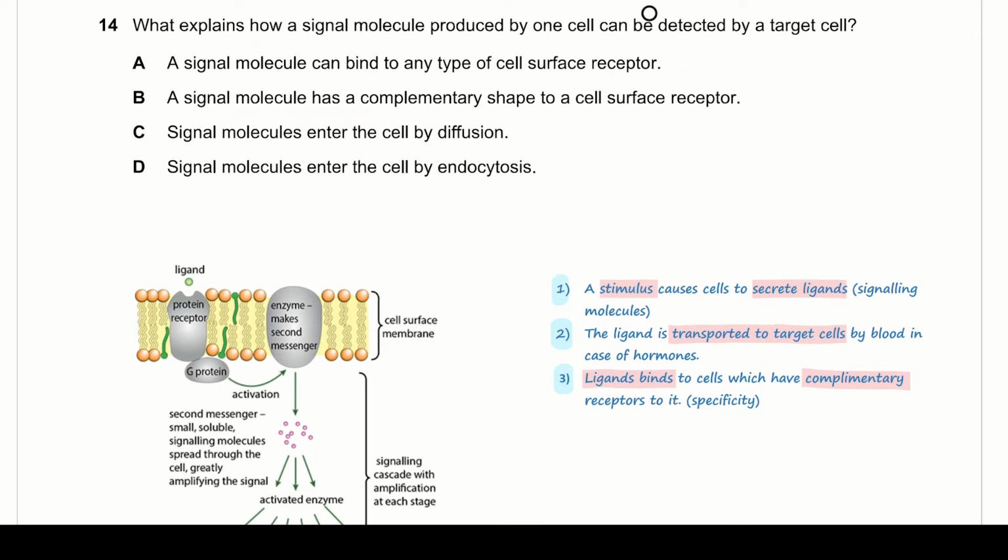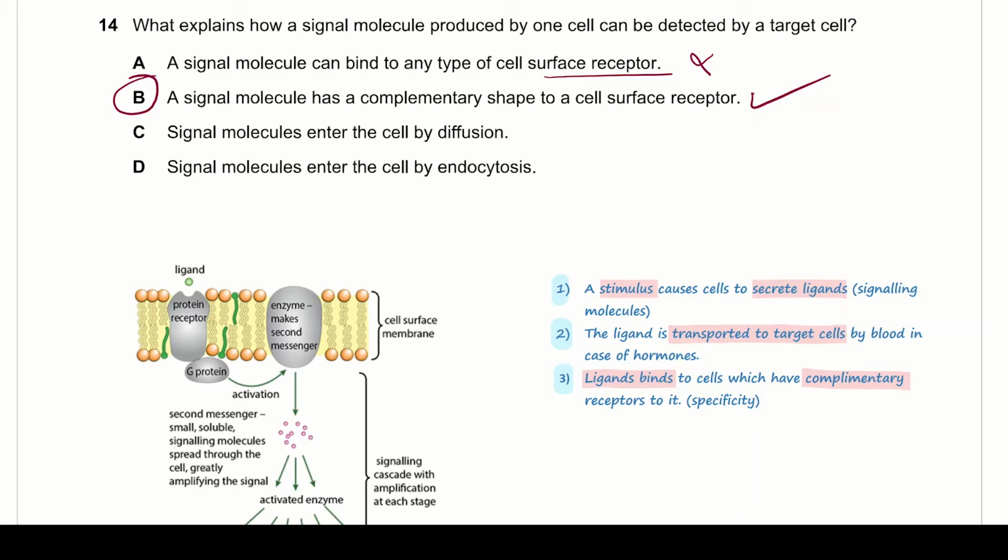So let's see the suggestions. A. A signal molecule can bind to any type of cell surface receptor. This is incorrect because we just mentioned they must be complementary and ligands are always specific. B. A signal molecule has a complementary shape to the cell surface receptor. This is definitely correct.